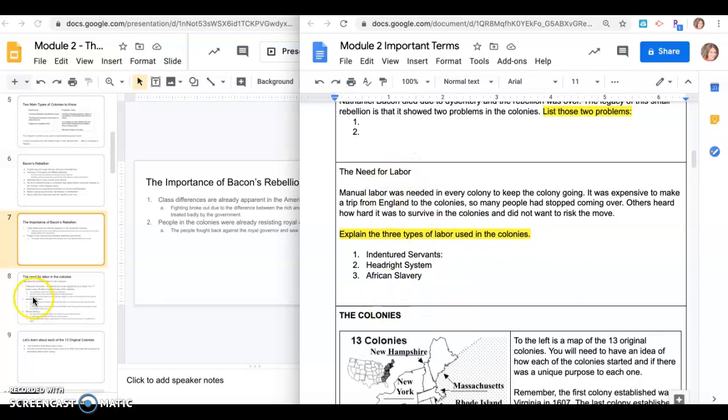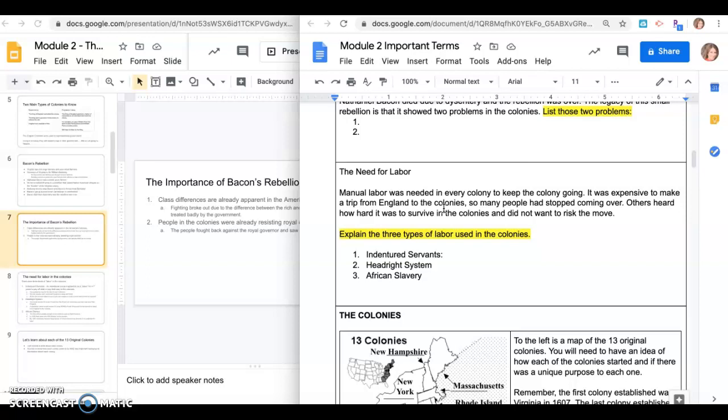All right, the need for labor. Manual labor was needed in every colony to keep the colony going, and it was expensive to make a trip from England to the colonies. So many people had stopped coming over. Also, other people heard how hard it was to live and survive, that all these people were dying from things like dysentery, and they didn't want to risk moving over here and potentially either dying on the boat before they even made it over, or getting here and not being able to feed themselves, or dying from disease, or dying from a Native American attack.